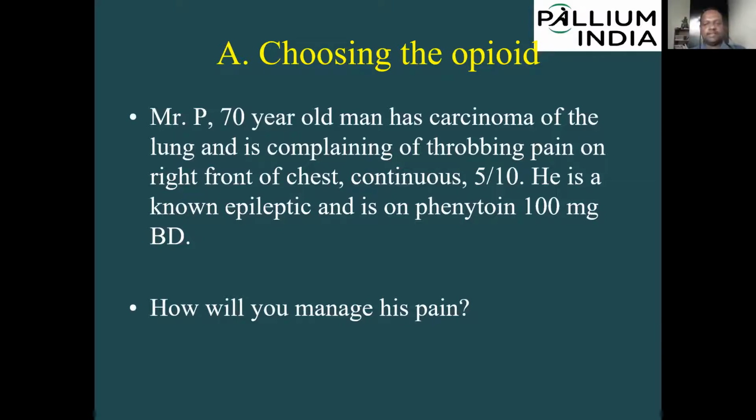Okay, here the patient has a pain score of 5/10. That means the patient has moderate pain. 0 to 3, we can say it's mild pain. 4 to 6, moderate pain. And 7 and beyond, it's severe pain. So according to the WHO ladder, what step should be used here?